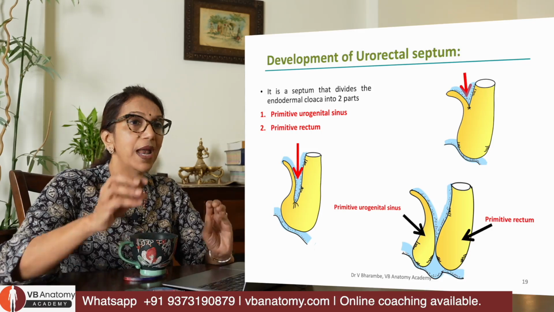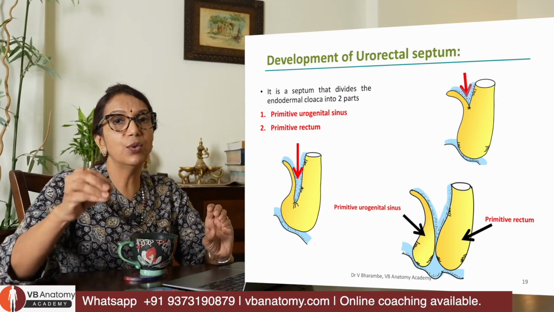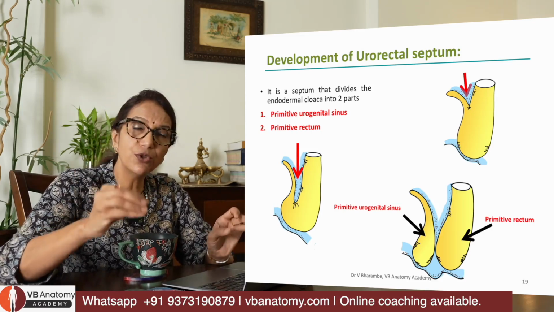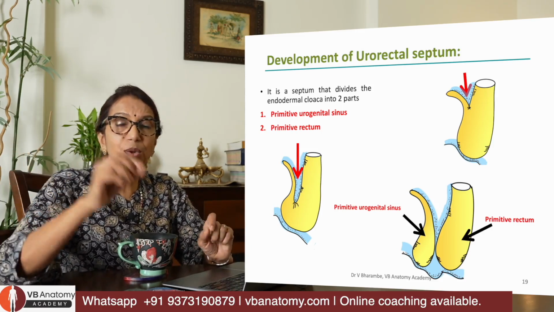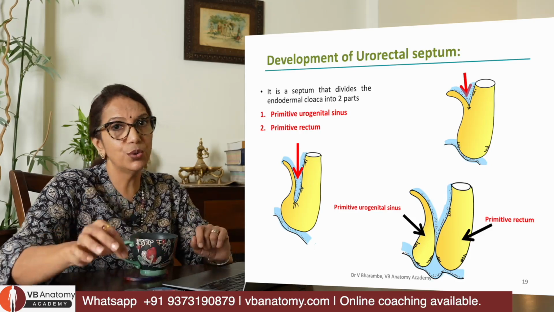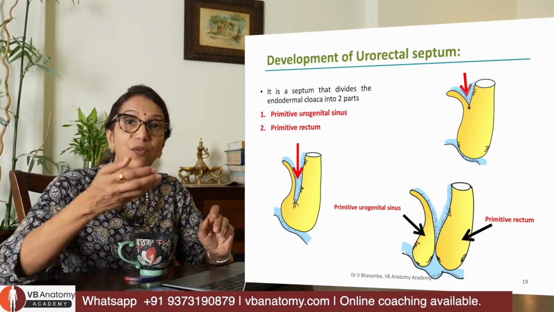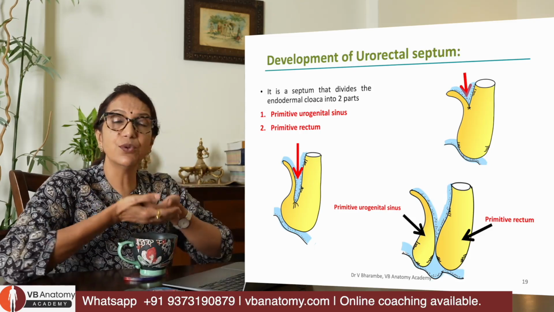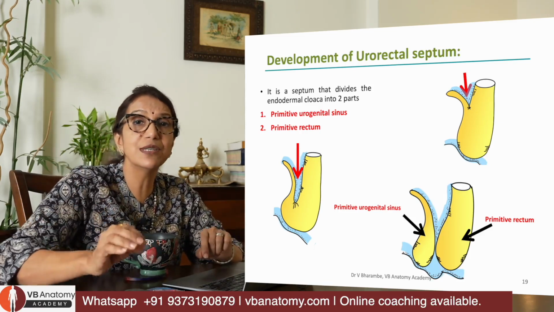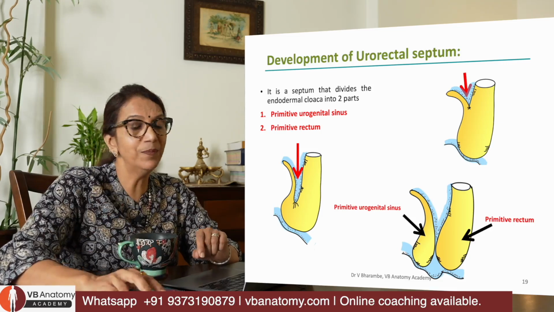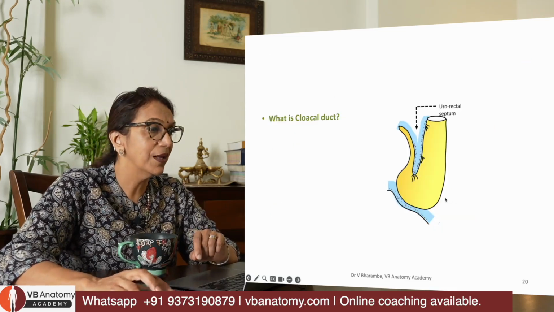Summary. Endodermal cloaca is equal to primitive urogenital sinus plus primitive rectum. Who is dividing them into two? Urorectal septum. Where is it fusing? It's fusing with the future perineum. The point where they fuse is your perineal body. We'll do this again, don't worry.